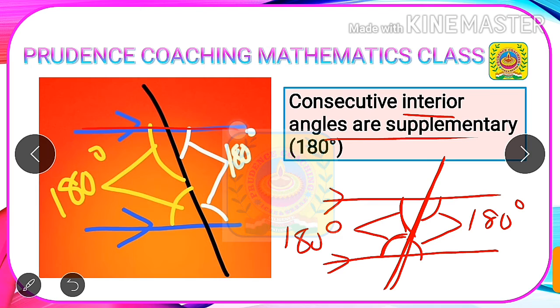As you can see, this one and this one are the parallel lines and this is the transversal. Therefore the angles on the same side of this transversal, which are the interior angles, this one and this one, will give us 180 degrees. Similarly, on the left hand side of this transversal we have two interior angles, this one and this one. So the sum of these two angles will give us 180 degrees.